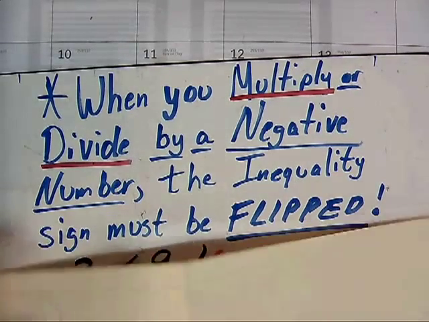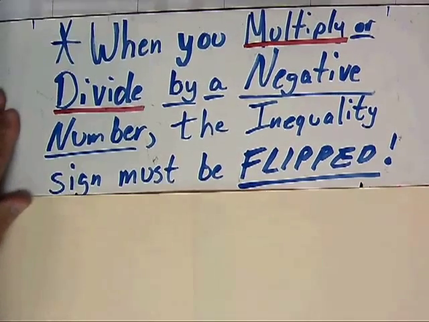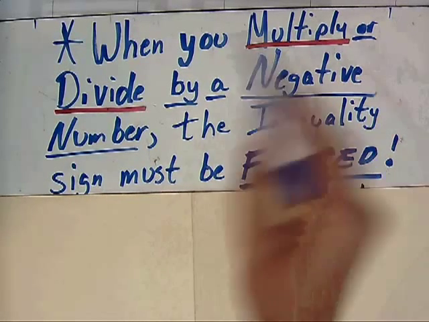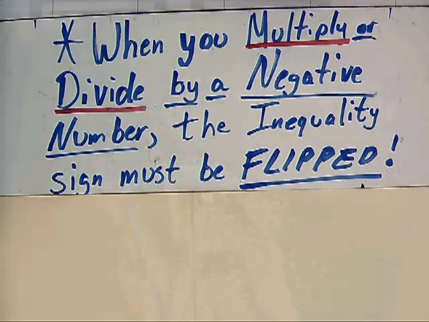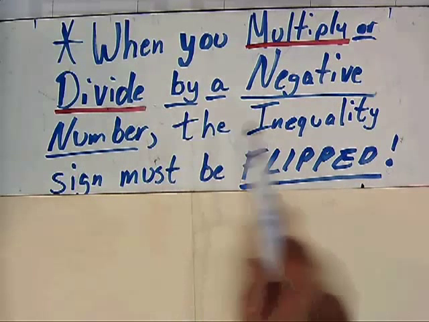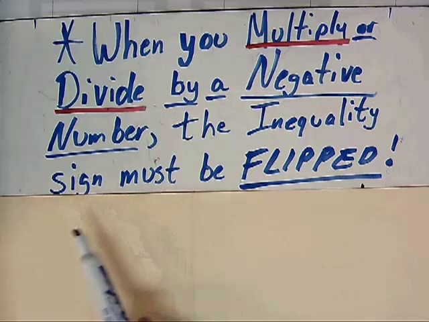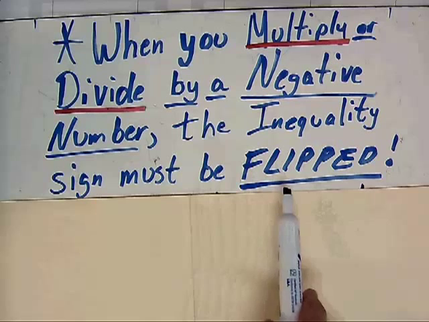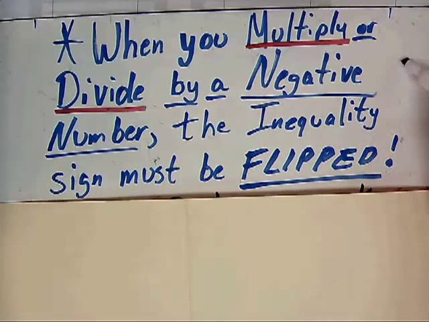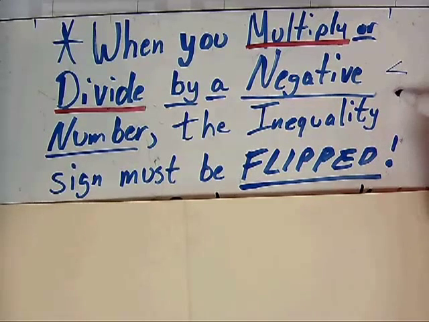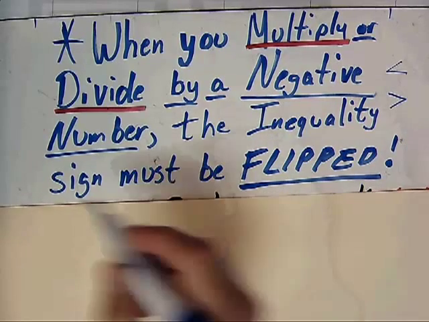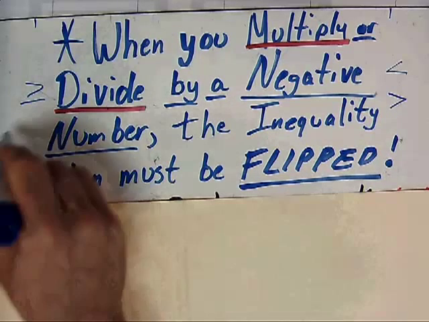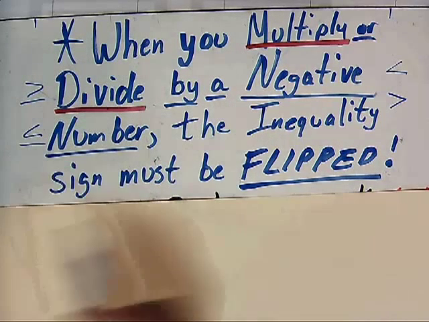It says when you multiply or divide by negative numbers, only multiply and divide and only negative numbers, this is the one thing that's going to be different. The inequality sign, so the greater than or the less than or the greater than or equal to or the less than or equal to, must be flipped. So if it started off as a less than, then in the answer it's going to turn to a greater than. If it started as a greater than or equal to, then in the answer it's going to change to a less than or equal to. Only when you multiply or divide by a negative.